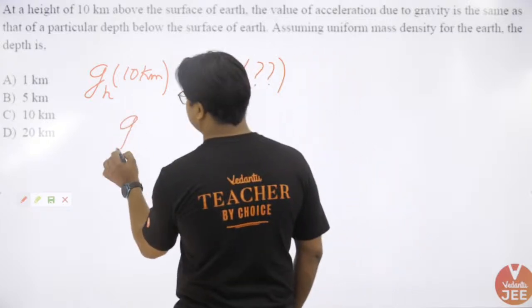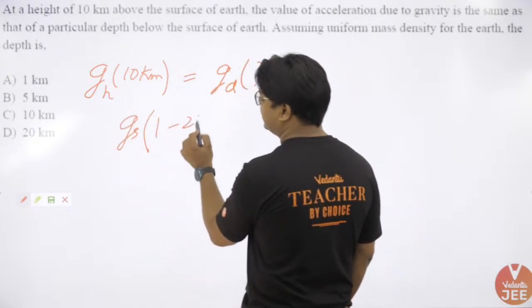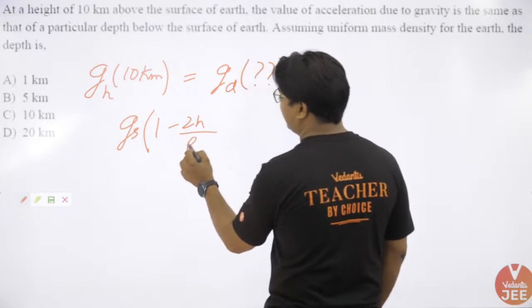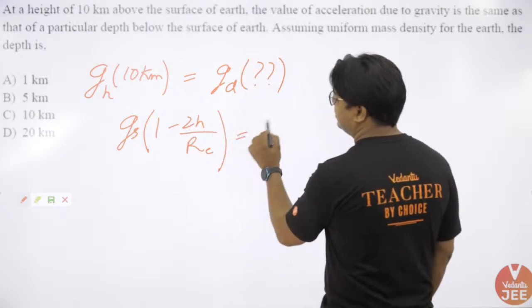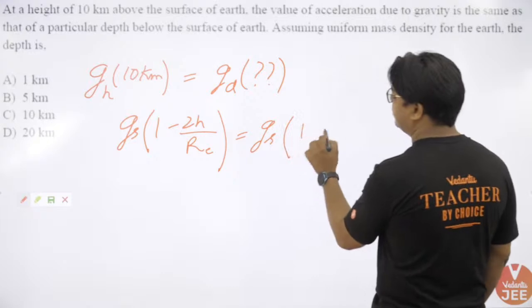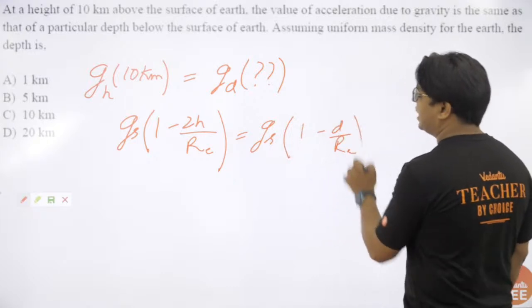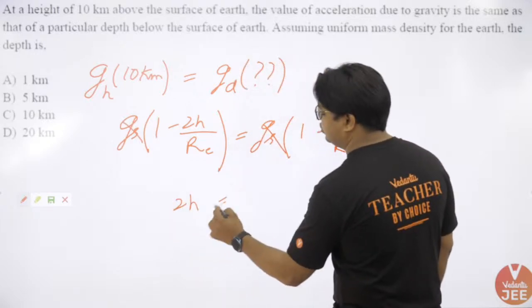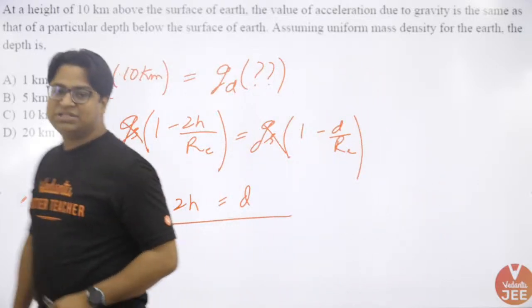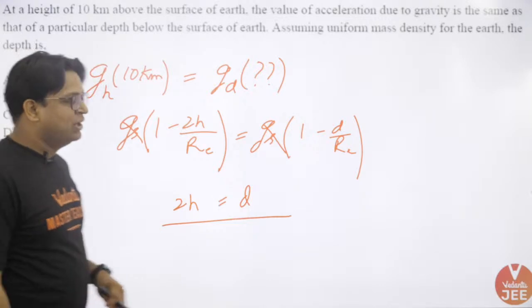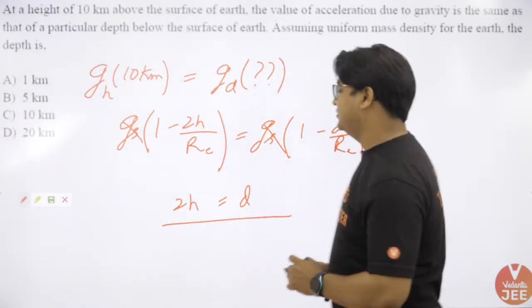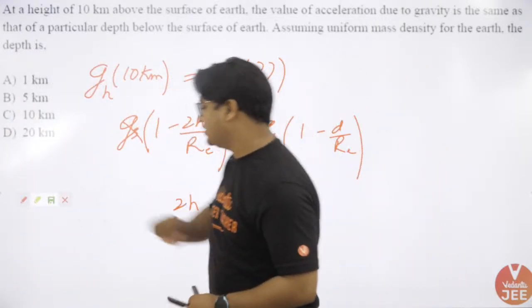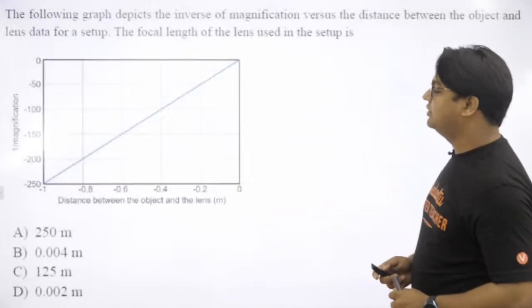So we can use this formula: g_h = g into (1 minus 2h by Re), and g_d will be written as g into (1 minus d by Re), where Re is the radius of the earth. So comparing these two, it is quite evident that 2h will be equal to d, and hence d will be equal to 20 kilometers. Alright, so that would be the answer. It's a simple question. Let's move to the next one now.